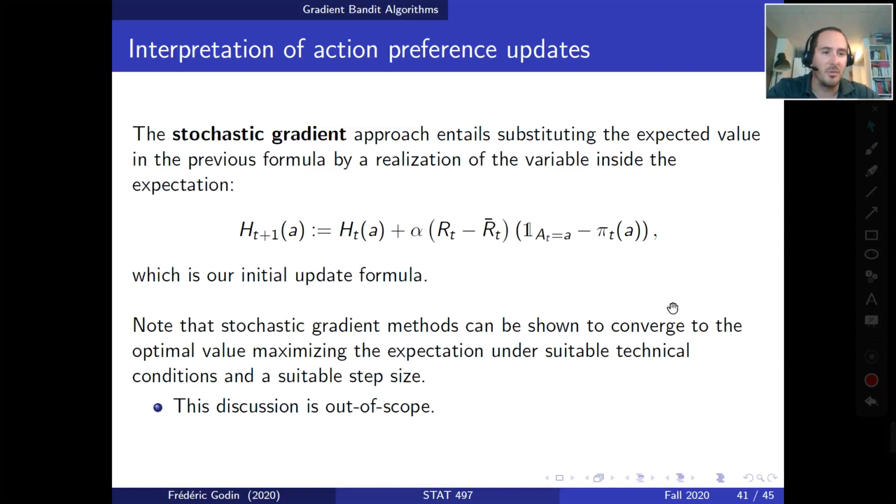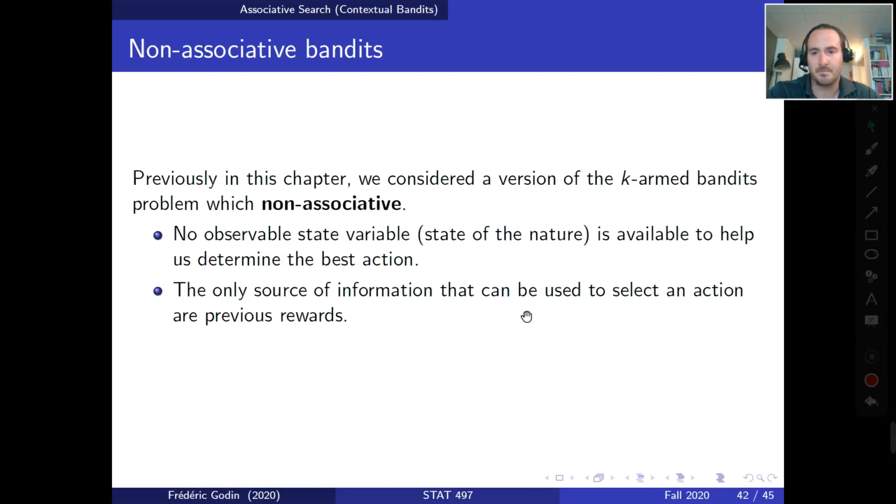Okay, so this is where the formula we provided earlier for the update of action preferences comes from. So this is the proof associated with the derivation of the formula. Okay, so this completes the last strategy we proposed for the K-arm bandit problem. Now, just before we end this chapter, I just want to briefly discuss a generalization of the problem.